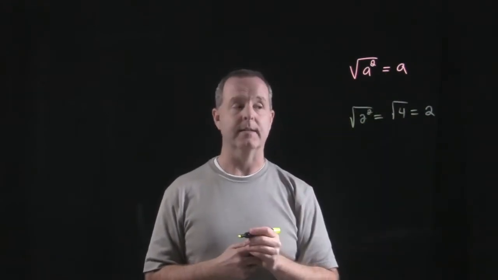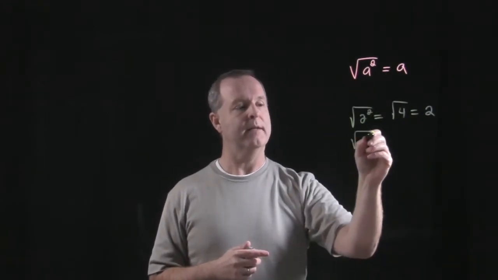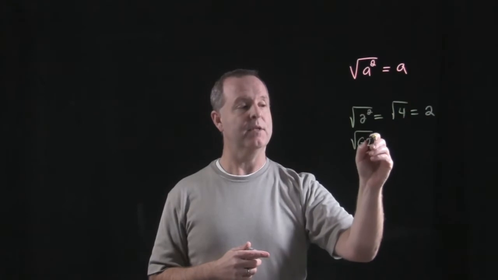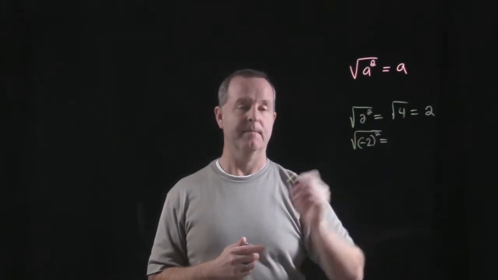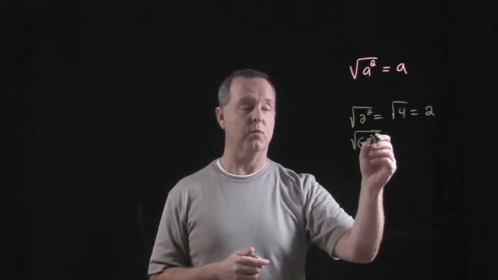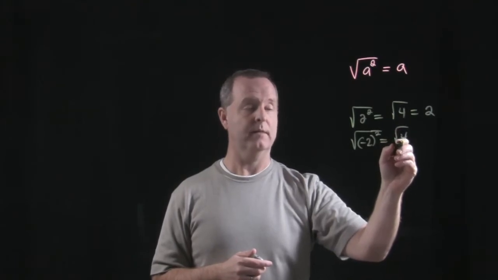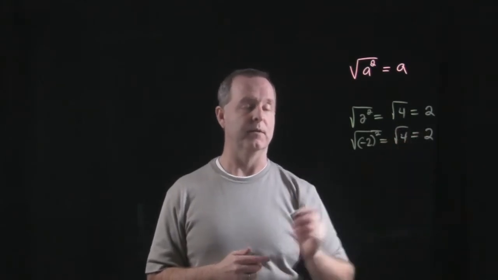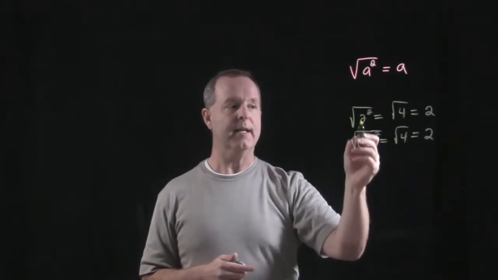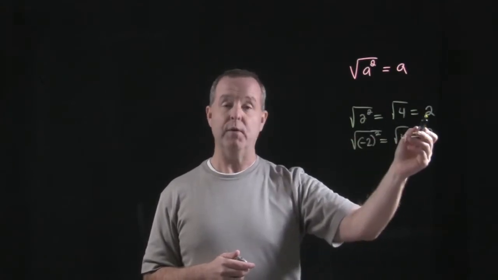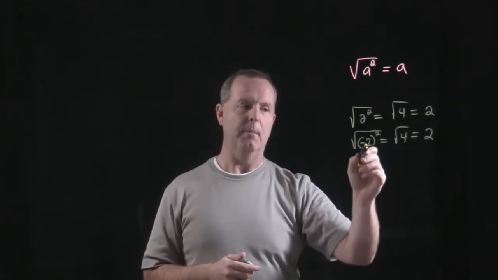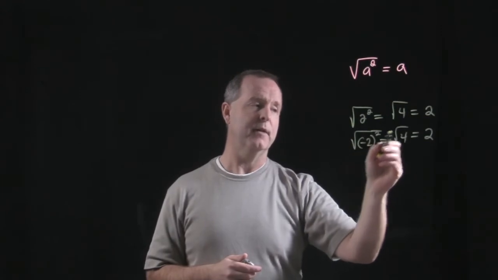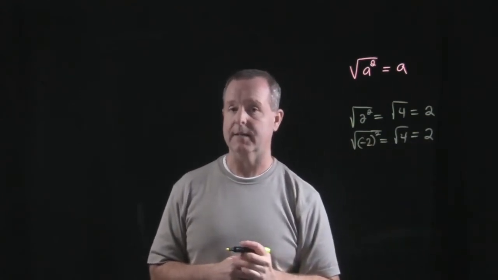That would equal the square root of 4, which would equal 2. Well, that makes sense. Well, what if we have then the square root of negative 2 squared? Reducing that down, negative 2 squared produces the square root of 4, which is also 2. So notice here I had a positive 2, and through the function it became a positive 2, but I also started with a negative 2 and also produced that positive 2.